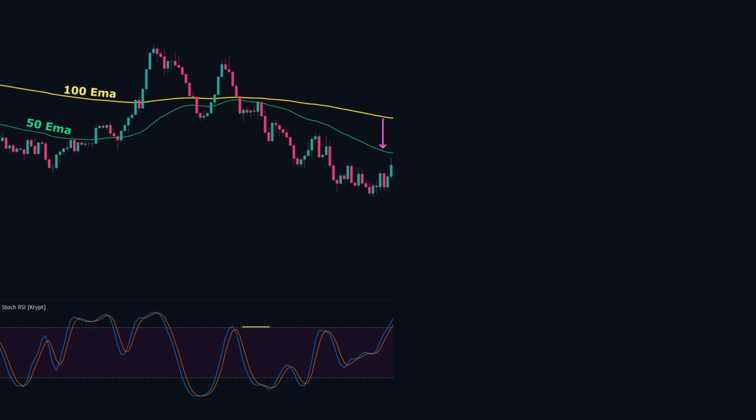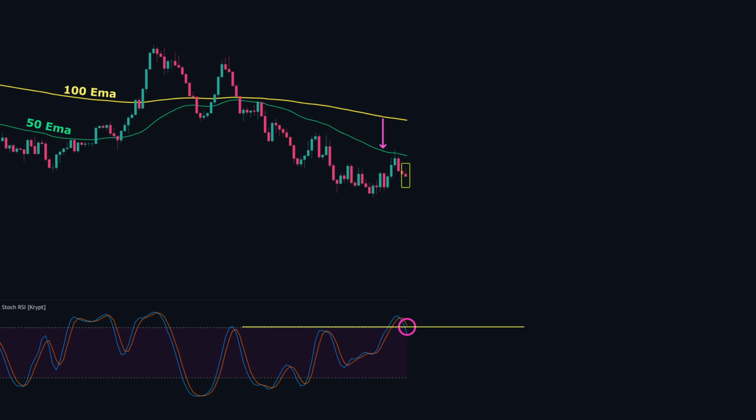Second, monitor the Stochastic RSI. Look for the Stochastic RSI to cross below the 80 level, which serves as a sell signal. This crossover indicates increasing selling pressure and presents an opportunity to enter a short position. Finally, confirm the price action. The price must close below the 50-period moving average, validating the strength of the downtrend.